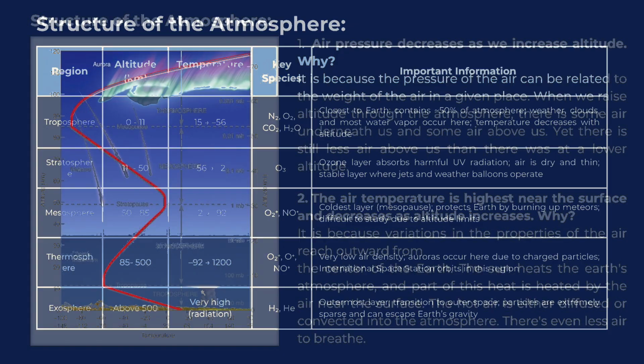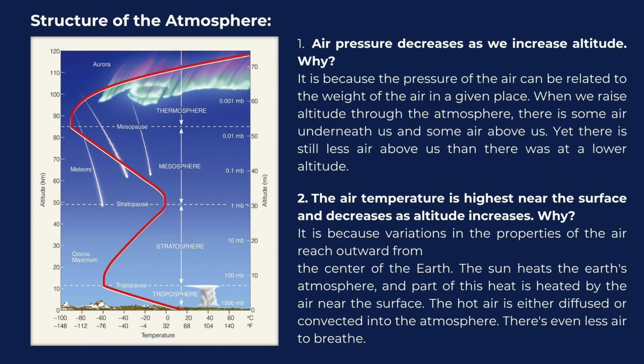So why does air pressure decrease as we increase altitude? It is because the pressure of the air can be related to the weight of the air in a given place. When we raise altitude through the atmosphere, there is some air underneath us and some air above us. Yet there is still less air above us than there was at a lower altitude.